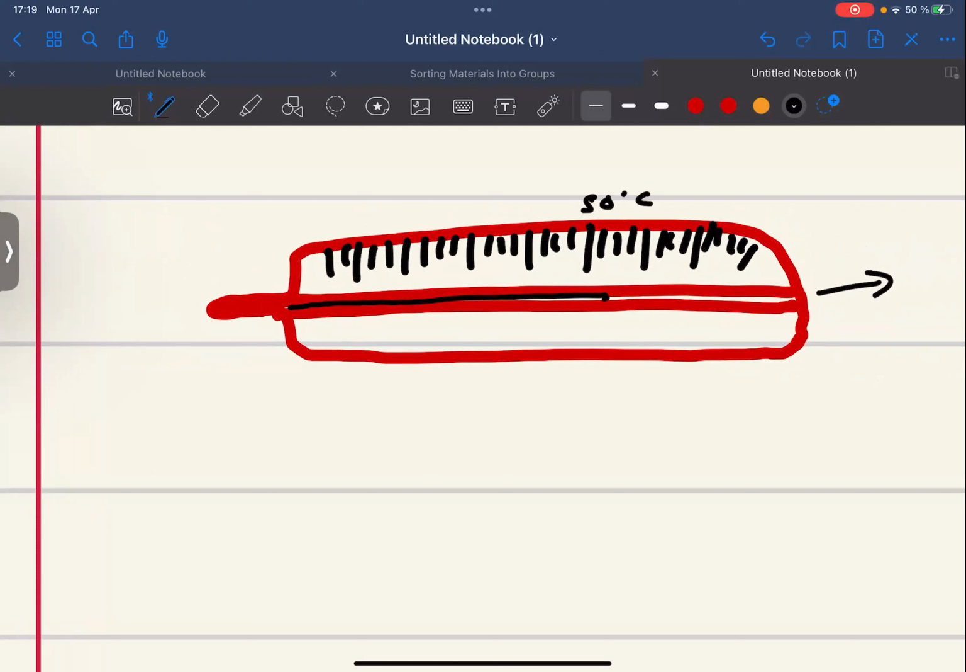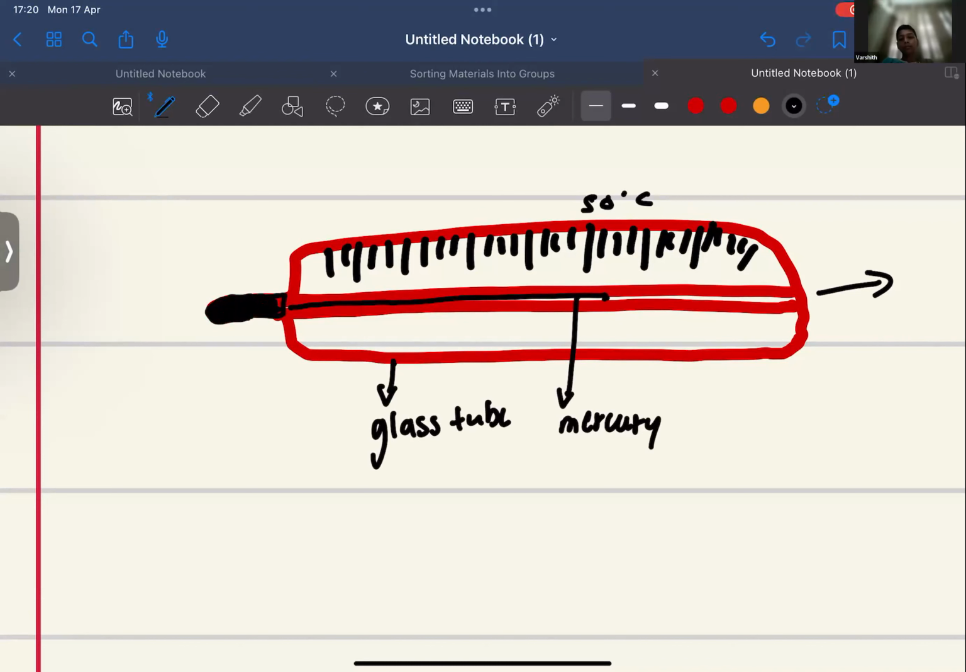A clinical thermometer will have a long, narrow, uniform glass tube. So this is a glass tube, and this is mercury. And this end over here, this is where you place it in your mouth or under your armpit, right? This is called the bulb.